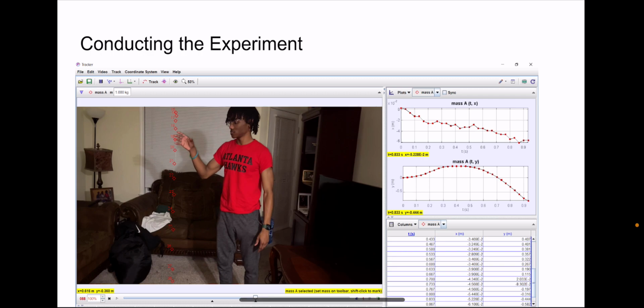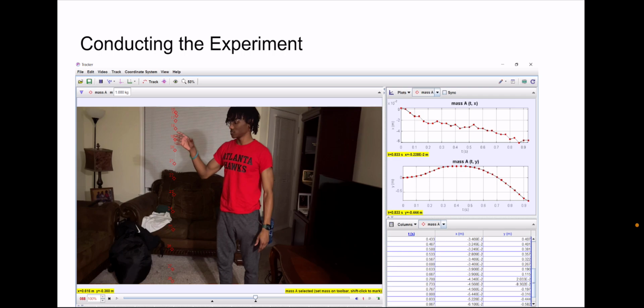In conducting this experiment, I threw an iPhone 13 into the air and let it fall to the ground. When I did that, I used Tracker to track the position of the iPhone at every frame. And those are the positions in the bottom right corner.